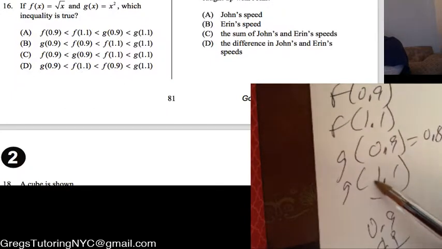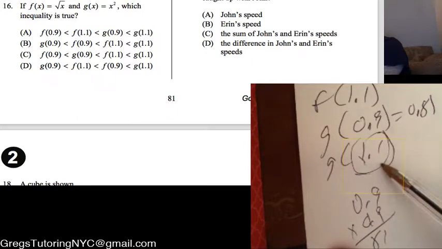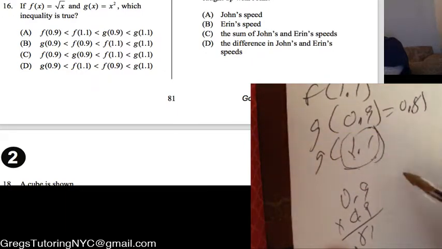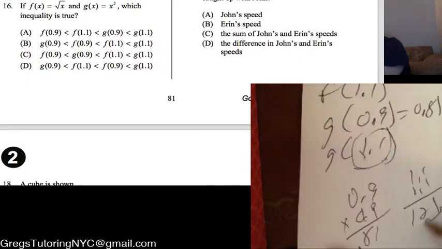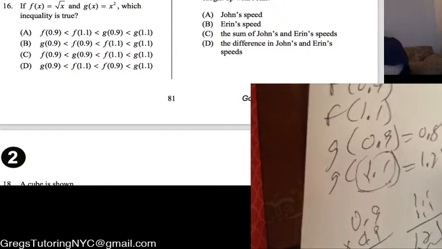And g of this, so if you remember, I talked to you guys about making sure you know your squares table. This is basically 11 times 11. So we get 121, and we move the decimal point over twice. So this is equal to 1.21. So we have those figured out already.